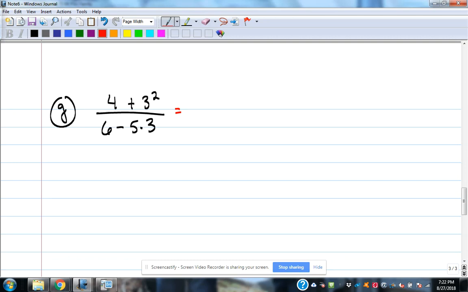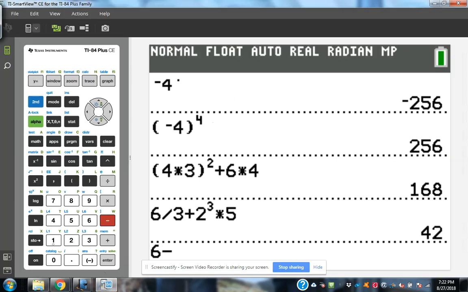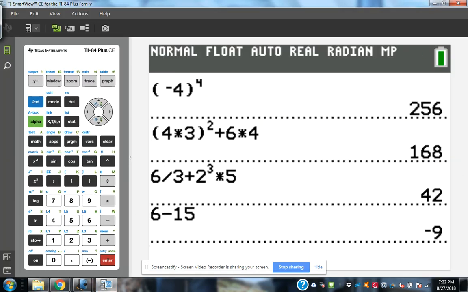Parentheses, there are none. There's an exponent. So 4 plus how much? 4 plus 9 on top. So that would be 13, right? Well, let's do order of operations on the bottom. 6 minus 5 times 3. What should happen first? Multiplication. 5 times 3 is 15. So 6 minus 15. Ooh, maybe that's a little tough for you. That's correct. -9. If you're having trouble with that, that's okay. Sometimes those negatives give us trouble.